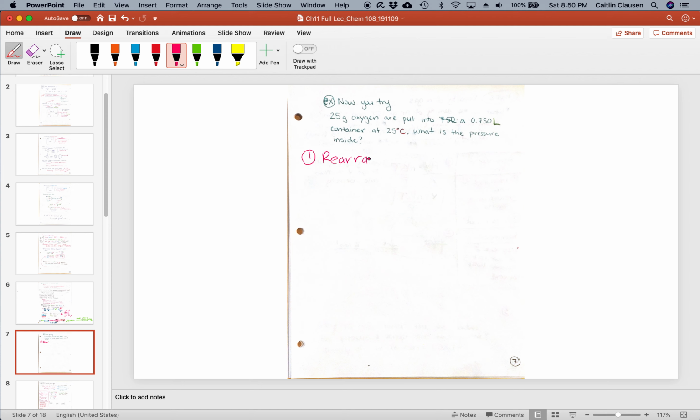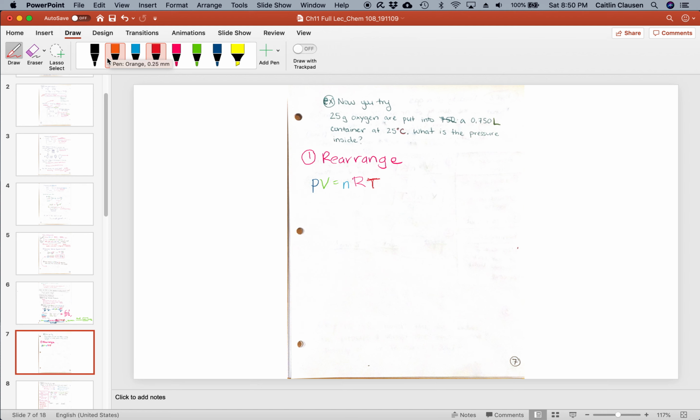In this problem, we have 25 grams of oxygen, and that's put into a 0.750 liter container at 25 degrees Celsius. And we want to know what is the pressure. So we have our initial equation, PV equals nRT. You don't have to write this in different colors all the time. I just am doing it to make it clear that these are all different units. But if this takes too long for you, just use the same color.